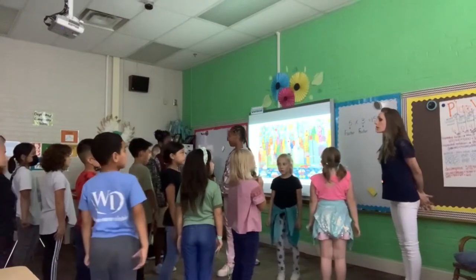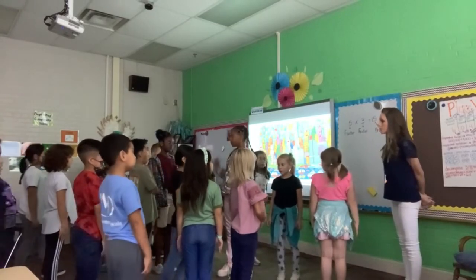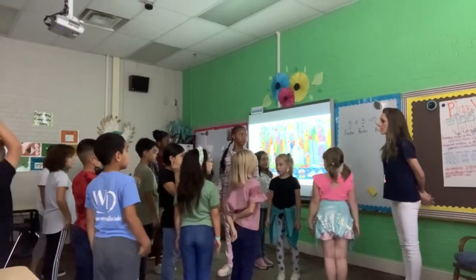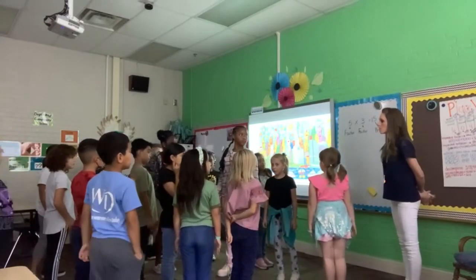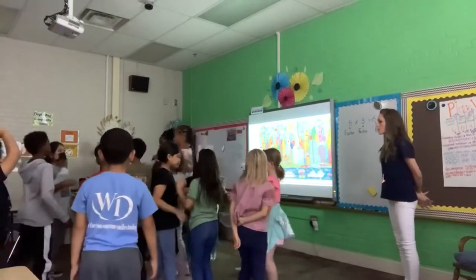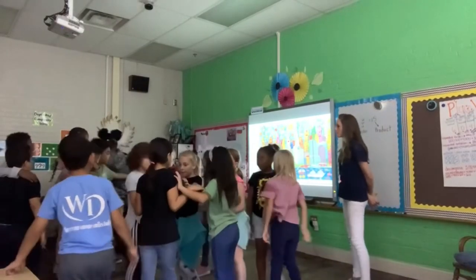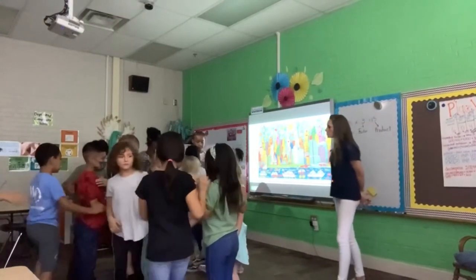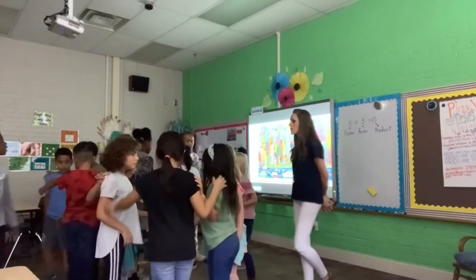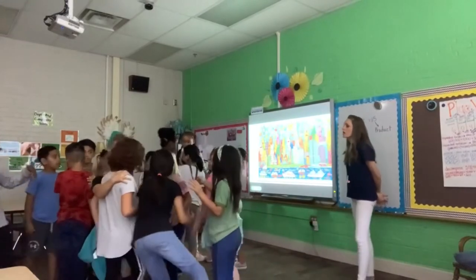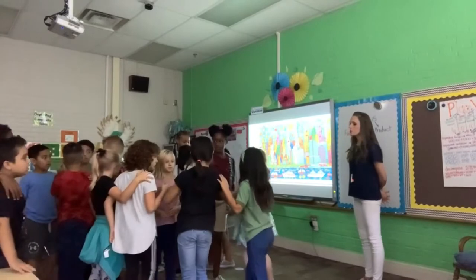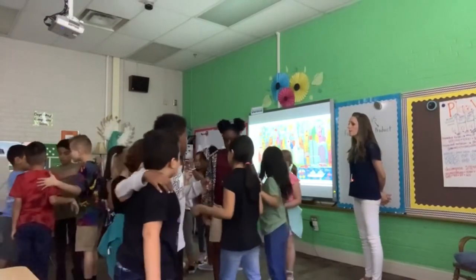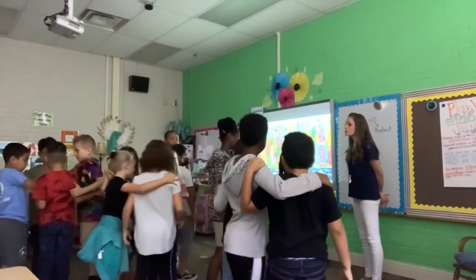By the count of four, I want to see a group that is showing me a number equal to the number of sides on a square. Four, three, two, equal to a square. Three, two, one. Use your communication skills.